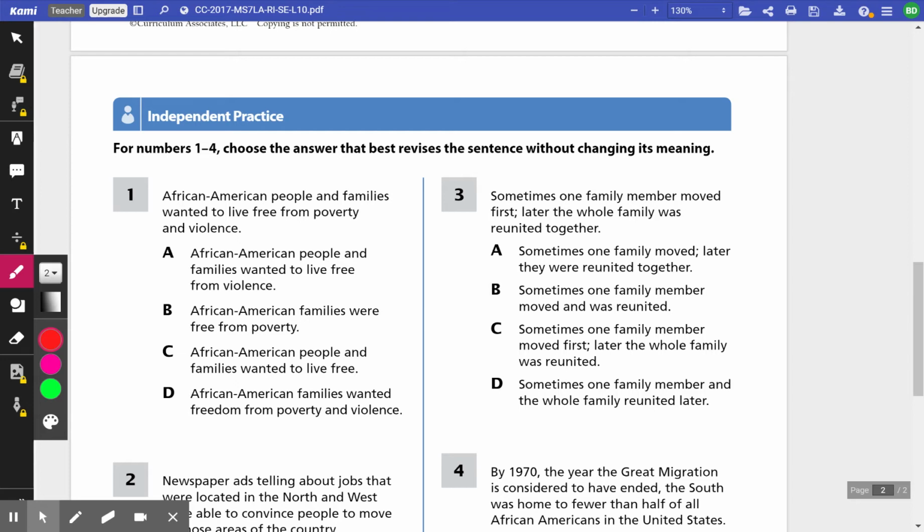But before that, I've got to rewrite the title of my lesson at the top of the page. And we know the title of this lesson is Eliminating Wordiness and Redundancy. So let's go ahead and break this down.